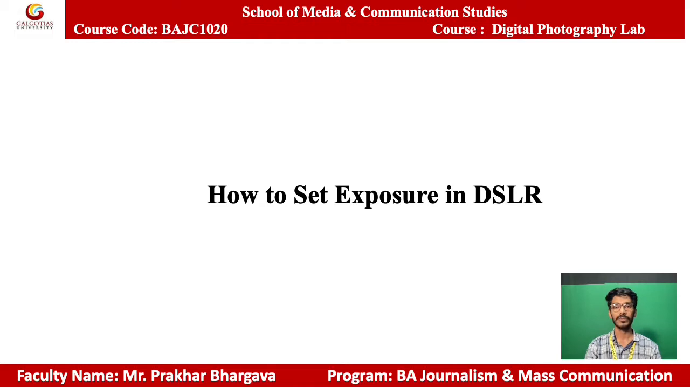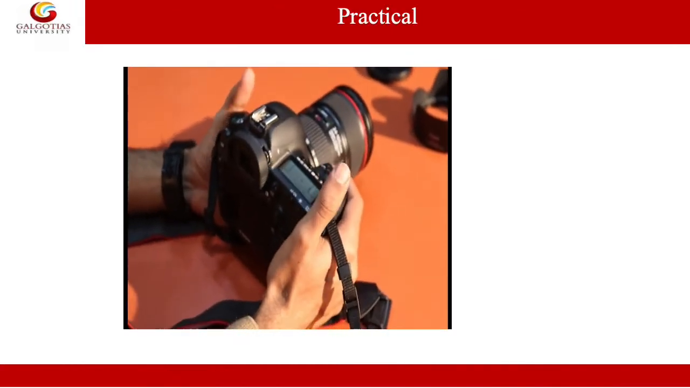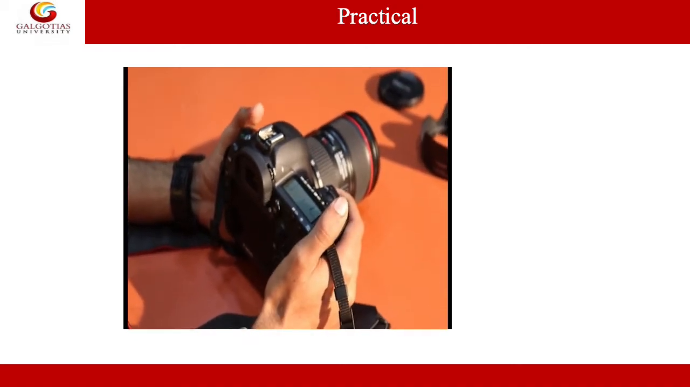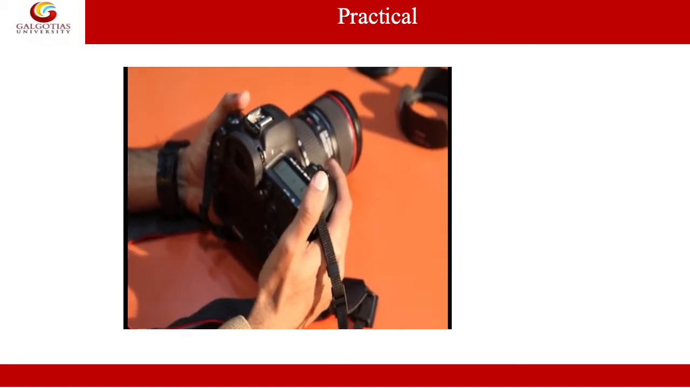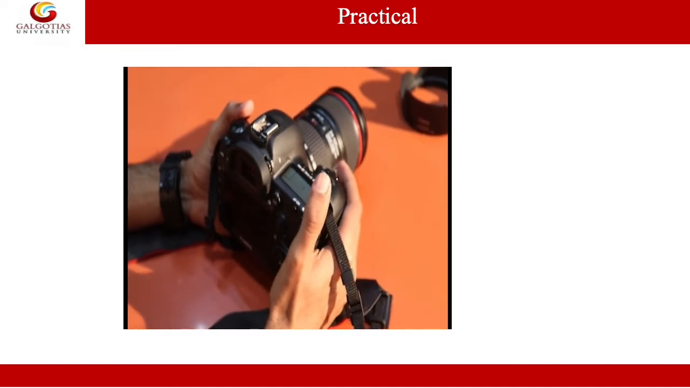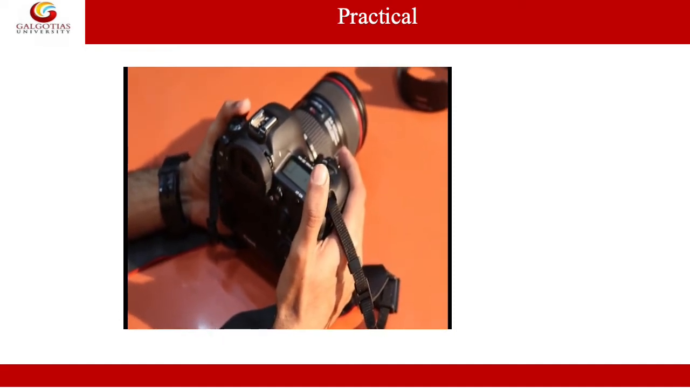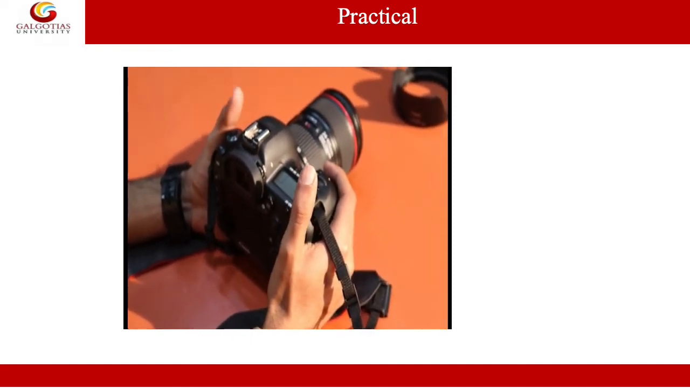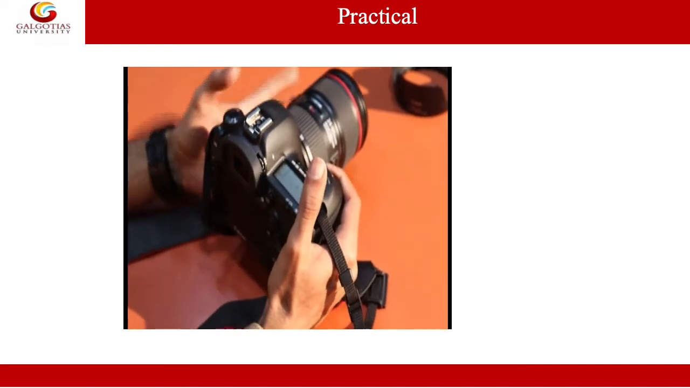In this session of Light and Camera Lab, today we are going to discuss how to set exposure in a DSLR camera. So let's begin the session and see how we set different exposure settings in a camera. After learning about the different modes, we will learn how to set the shutter speed, aperture and ISO according to our needs. Basically, how to adjust the exposure triangle in different types of situations.